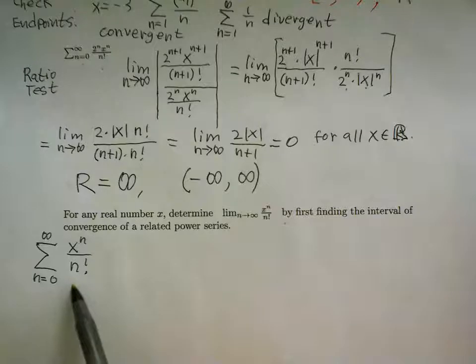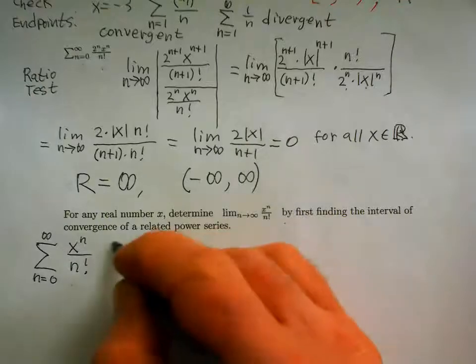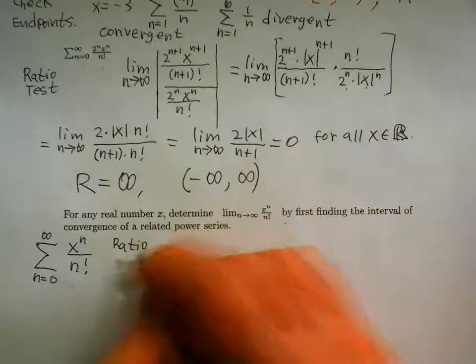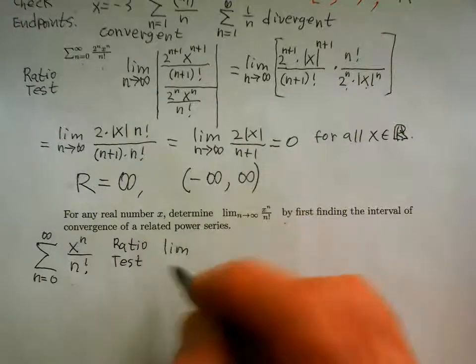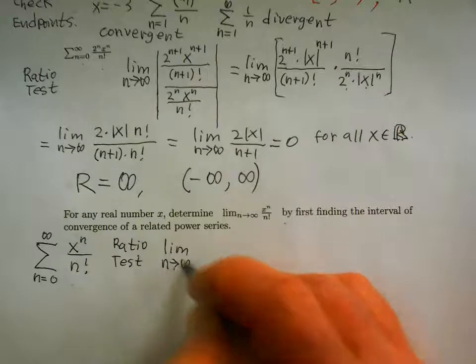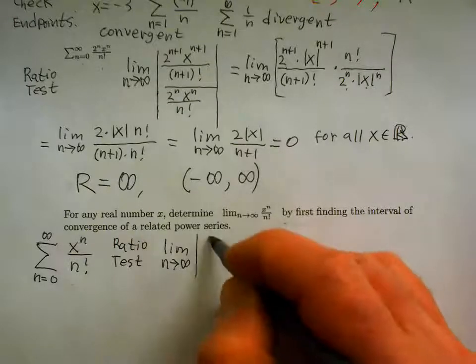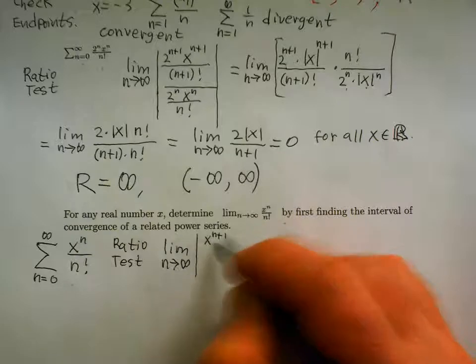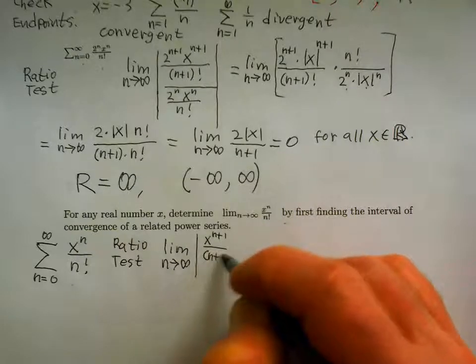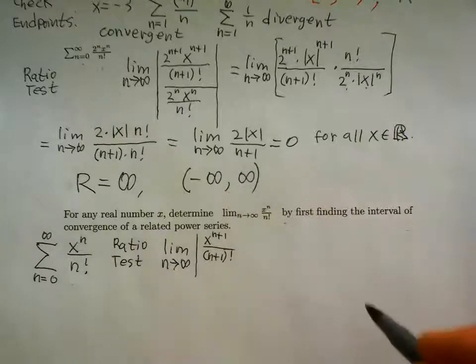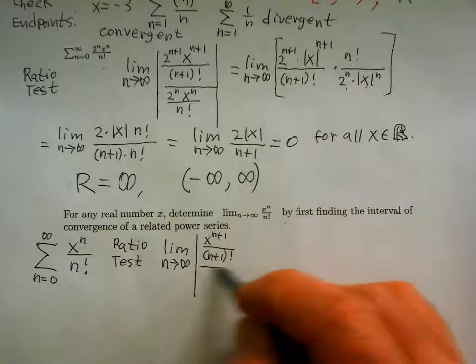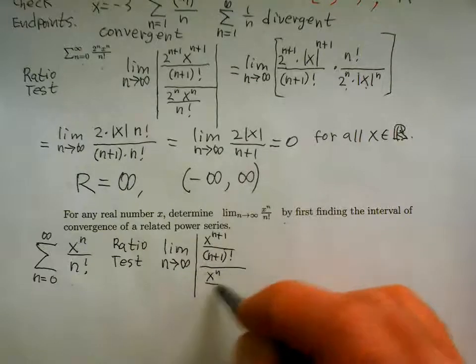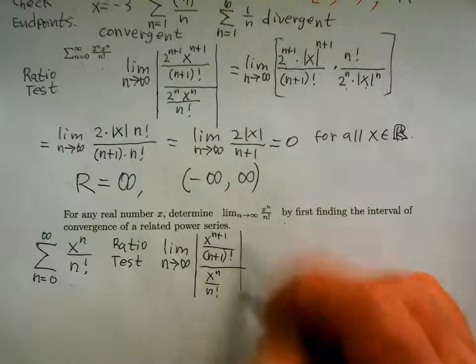So let's find the interval of convergence for this series. So let's just use the ratio test again. So we compute the limit as n approaches infinity of the absolute value of x^(n+1) over (n+1) factorial divided by x^n over n factorial, all in the absolute values.